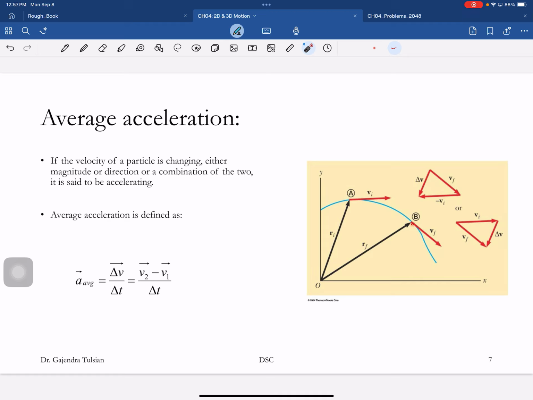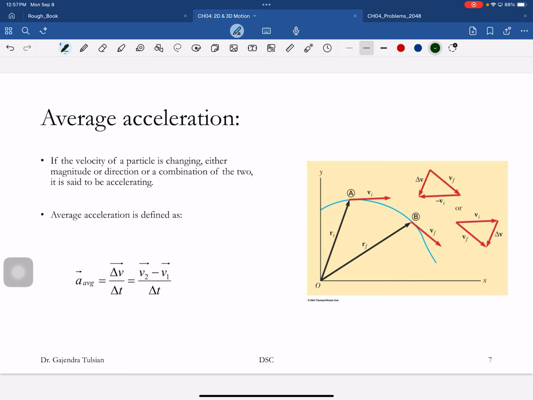So again, how do you get the difference? When you draw the two vectors, here's the initial velocity, here's the final velocity, drawn from the same point, the change points from the initial velocity to the final velocity. So when you draw the vectors from the same point, it points from the initial velocity to the final velocity.